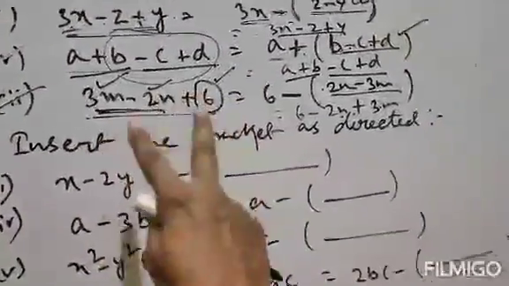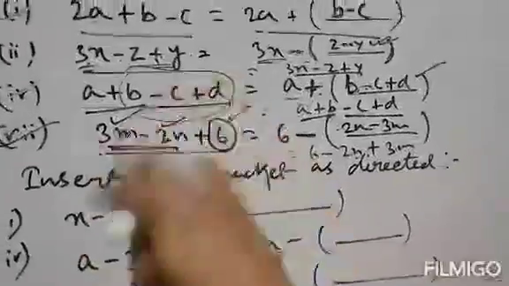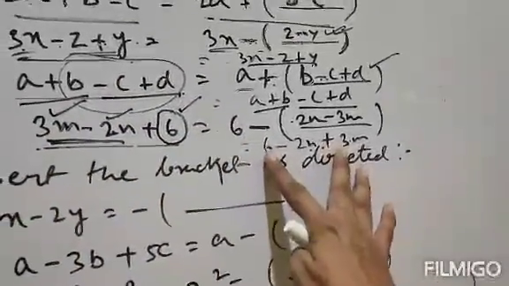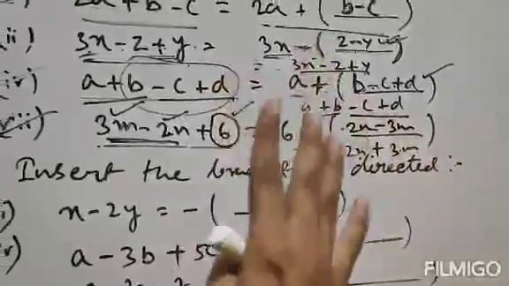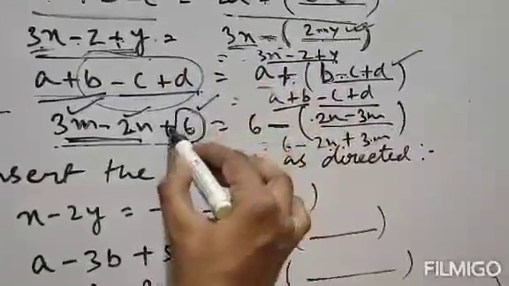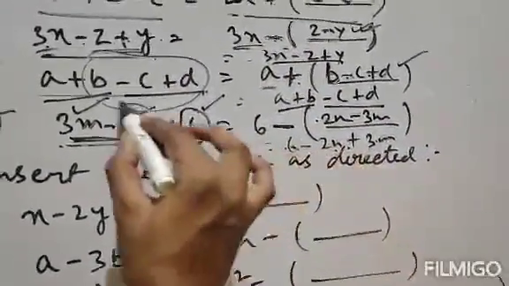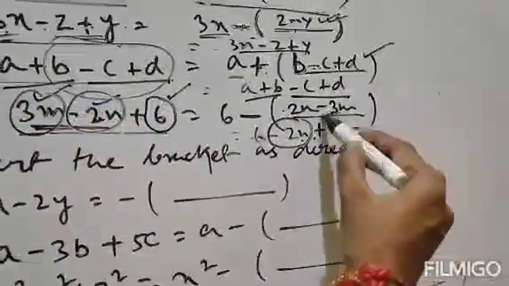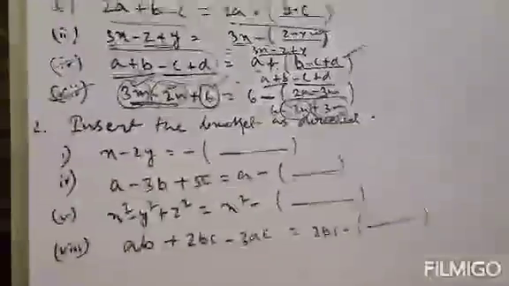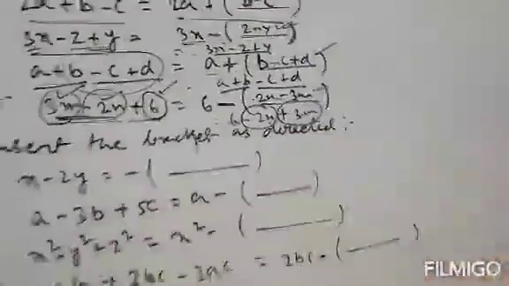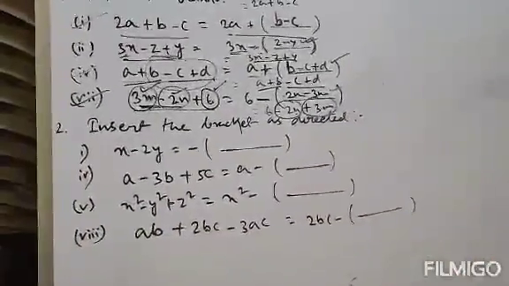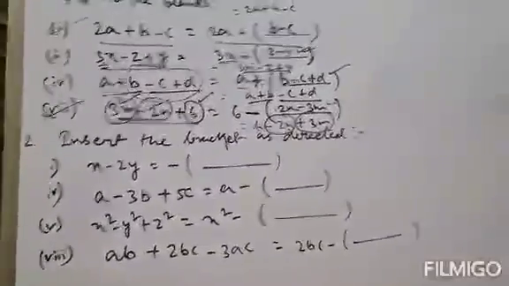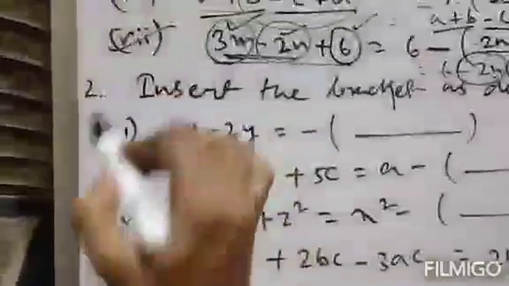Only the terms are written one after another, but 3m minus 2n plus 6 is exactly the same, just match the signs with the numbers. 6 is plus here and there, minus 2n is present in both, plus 3m is present in both. That means this is correct. So the answer will be 2n minus 3m. So whenever there is a minus sign, just reverse the sign, and whenever there is a plus sign, no need to reverse. Next, question number 2.